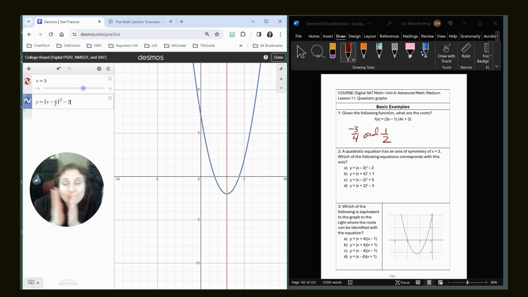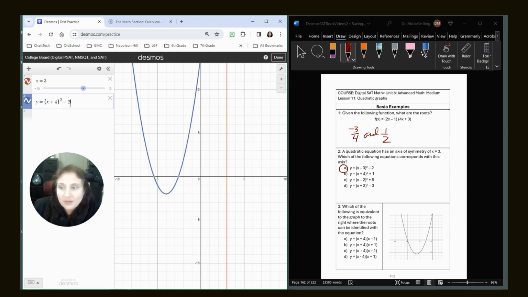Notice how the red line, the axis of symmetry, easily splits it. So it's letter A. Let me give you an example of one that wouldn't be the correct answer, just so you know what to look for. Let's look at letter B, +4, +1. If we look here, the red line, the axis of symmetry, doesn't split the graph. Okay. All right, let's just move on to number 3.